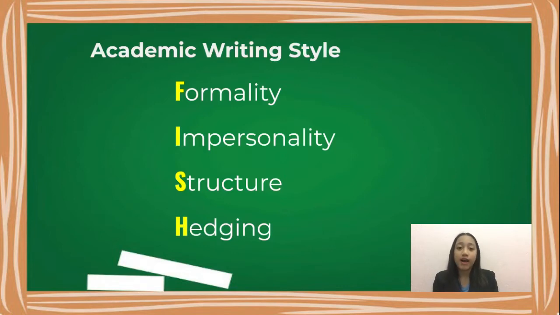Now let us discuss academic writing style. Since we are talking about academic communication, we now have to discuss how to serve that purpose. For us to easily remember, we came up with the word FISH. F stands for formality, I for impersonality, S for structure, and H for hedging. Let us now go through each style.